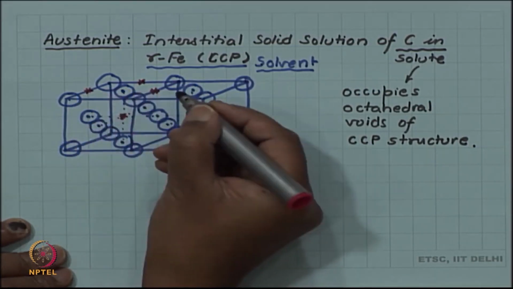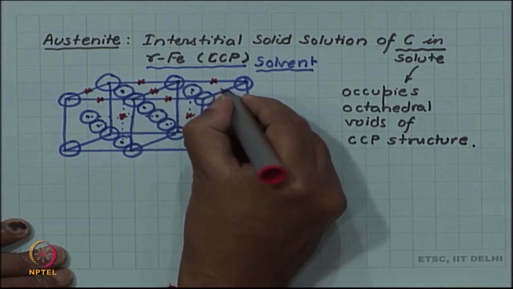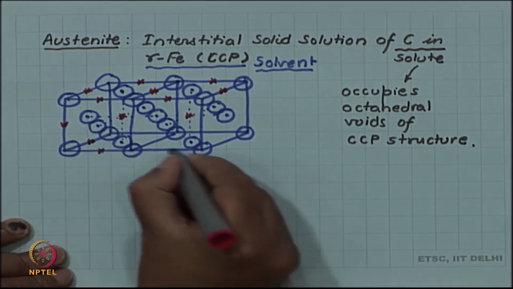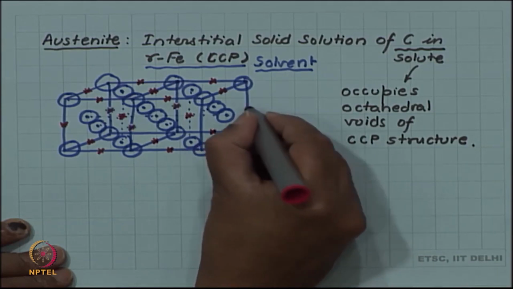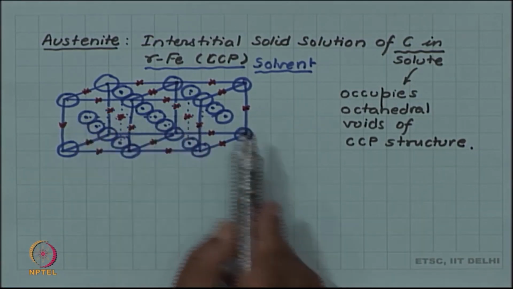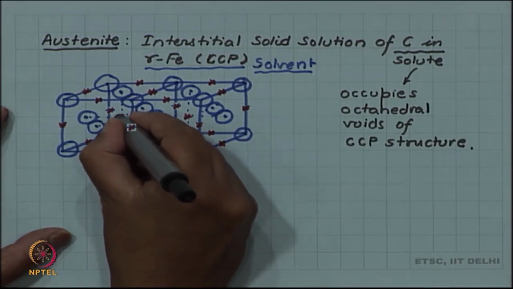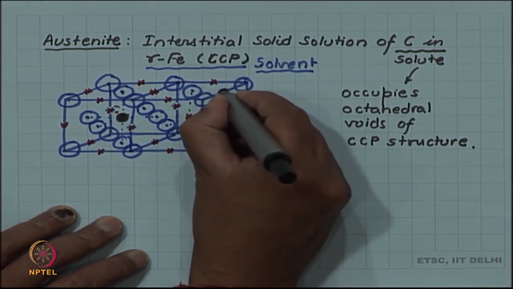Remember our discussion on voids. So, we had seen that the edge center location is exactly identical to the body center location in CCP. Both are octahedral void locations. So, I am marking all the octahedral void locations in this pair of unit cells. I have marked the body center locations and all the edge center locations. Now, carbon will occupy some of these octahedral voids. So, let me in this unit cell put a carbon atom at the body center. So, that is carbon in the octahedral void at the body center, and in this unit cell let me place a carbon atom at this edge.